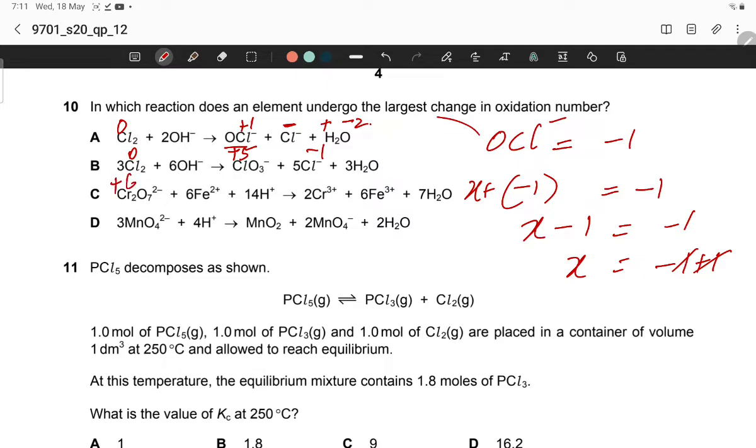Cr2O7 2-: chromium +6 and +3, then +3, +2, +3. MnO4 minus: manganese +7, oxygen -2, this is +6 and this is +7. So the largest change in oxidation number is 0 to +5. The other changes are +2 and +1, and change in oxidation +3. So this is incorrect, this is incorrect. So the largest change is 0 to +5. So this is correct.